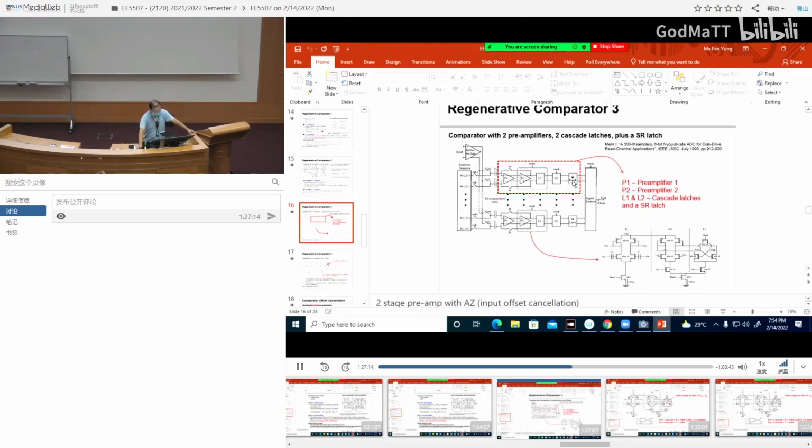So you see the progression: the first paper, Yukawa, only had one preamp and one clock latch. Then the second paper by Yin had one preamp, one clock latch sharing the same load devices, and one SR latch. Now we come to this paper, 1999. They have two preamps, two different latches, one clocked, one unclocked. Finally, the SR latch. Okay. So what is the reason for all these changes? Can you think?